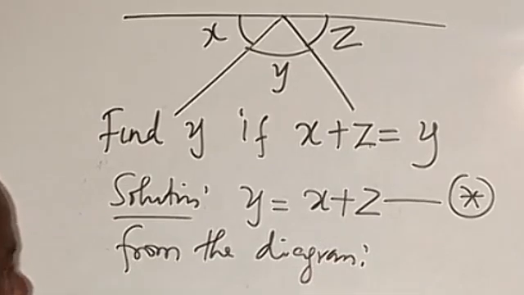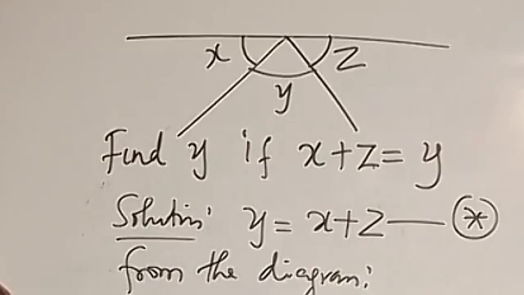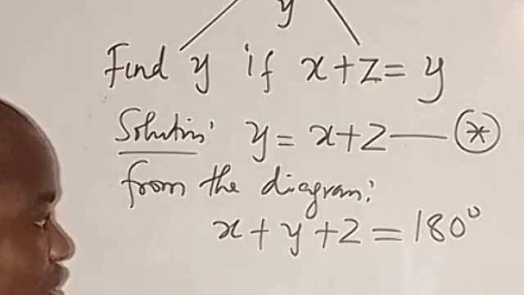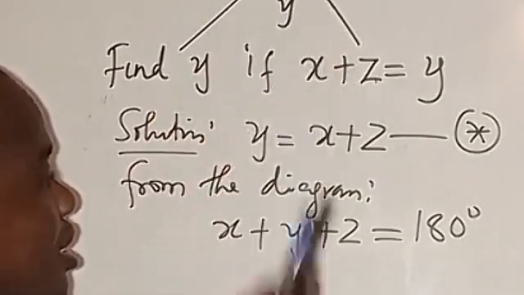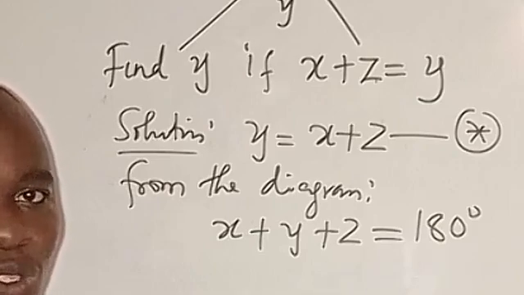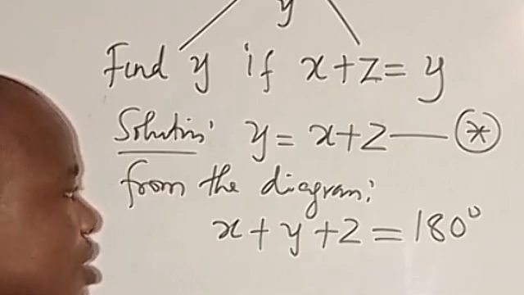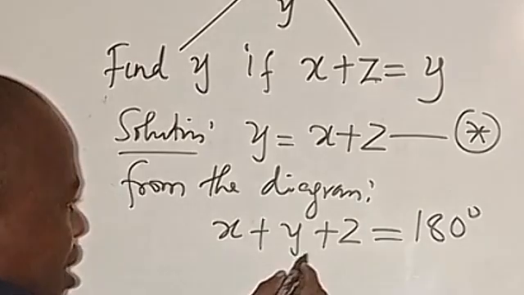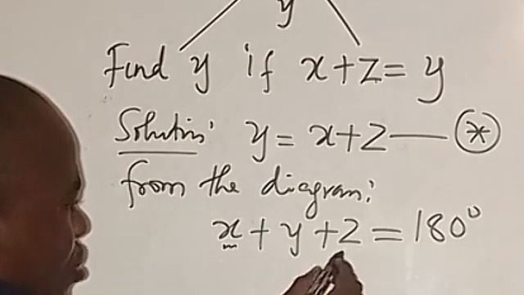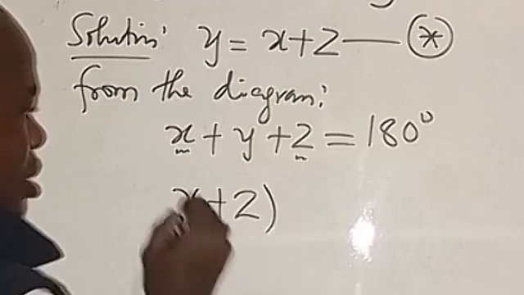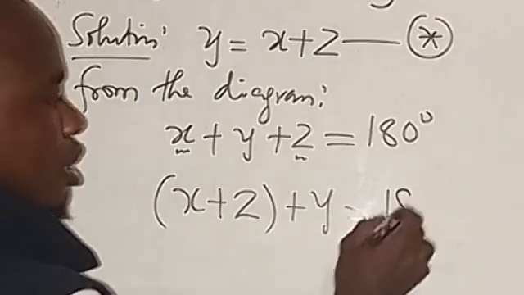From the diagram, we know that x plus y plus z must be 180 degrees, right? Because these are angles found on a straight line, so they are going to meet at 180 degrees. Now bring this x plus z together, x plus z, then plus y equals 180 degrees.